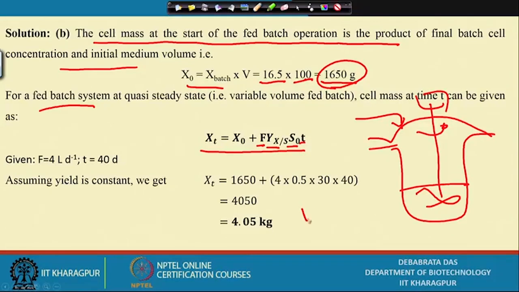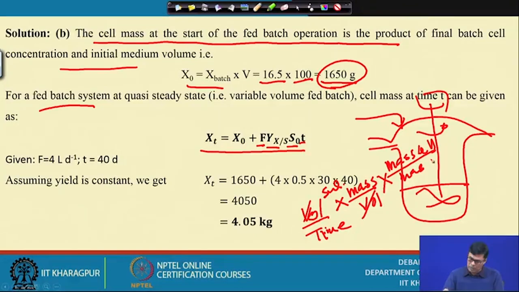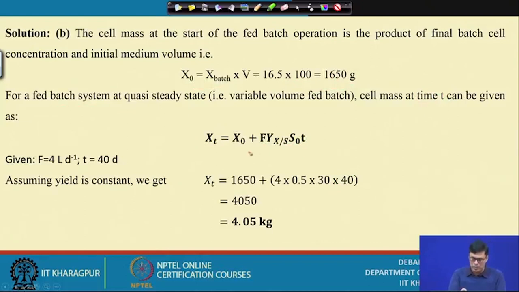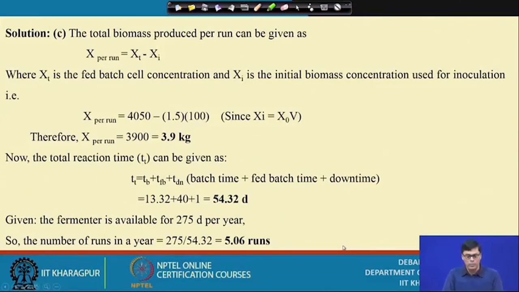What is F? F is the volumetric flow rate, volume per unit time, am I right? And S0 is mass per unit volume. So the volume will cancel, leaving mass of substrate per unit time. Then YXS is mass of cell by mass of substrate, so the substrate will cancel, leaving mass of cell per unit time. If you multiply it by total time, we get the final cell mass. This is how the equation has come. Now, simply putting in the values, we find that at the end of the fermentation we are getting 4.05 kg.